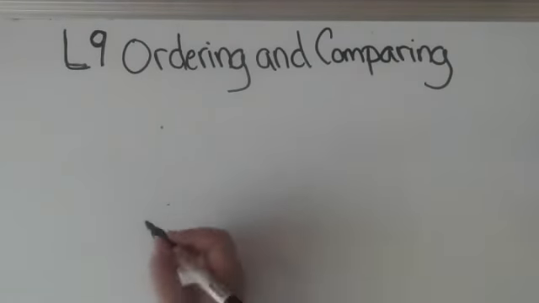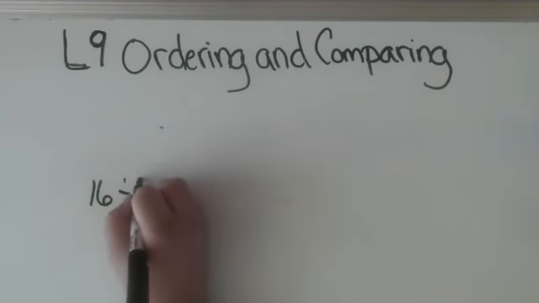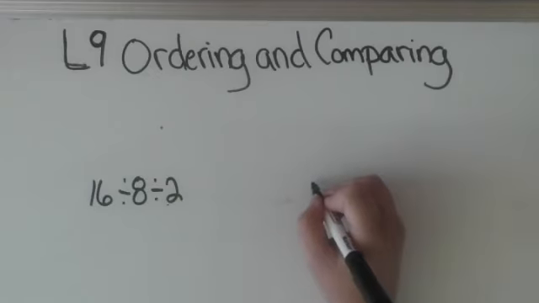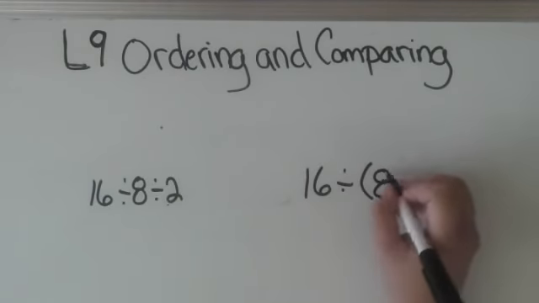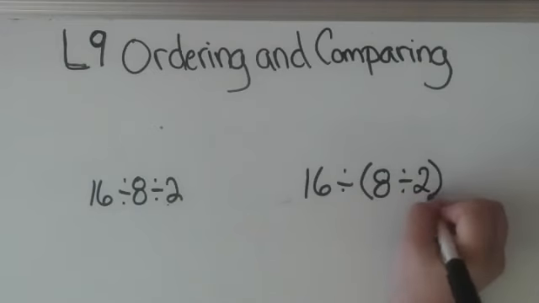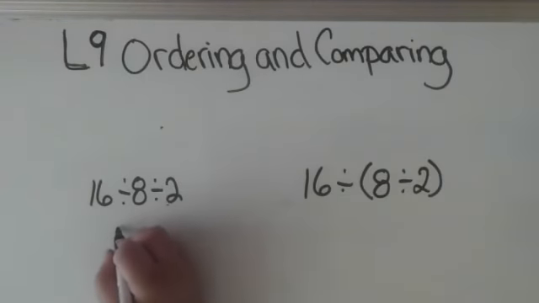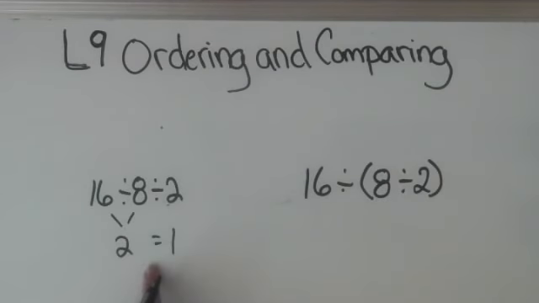Sometimes you might get things like this where it asks you to compare 16 divided by 8 divided by 2 to 16 divided by 8 divided by 2 with parentheses around the last part. Now remember, you need to remember your order of operations for this. For this one, we're just going straight left to right, just like you read. So 16 divided by 8 is 2. And then 2 divided by 2 would equal 1. So this side is 1.